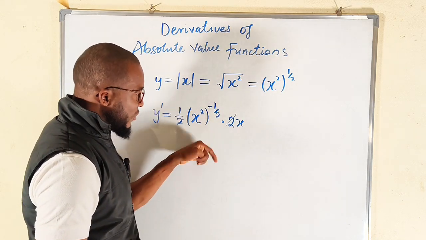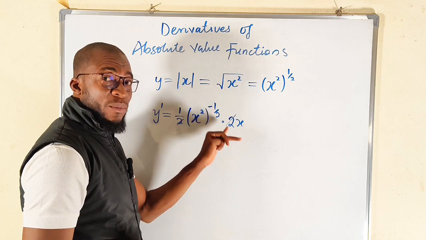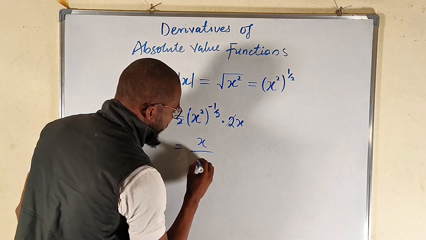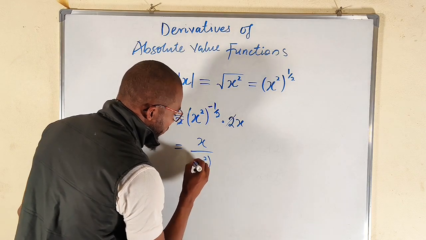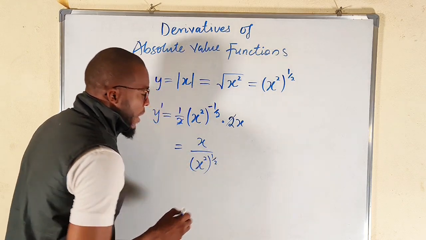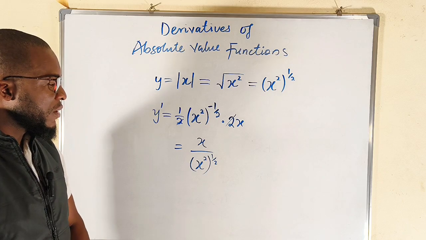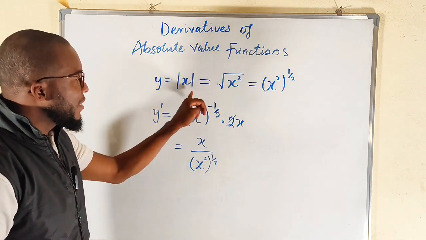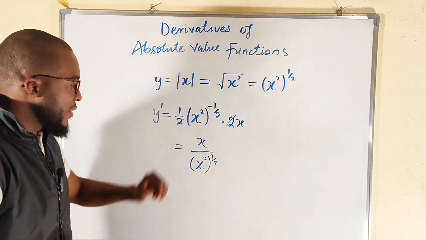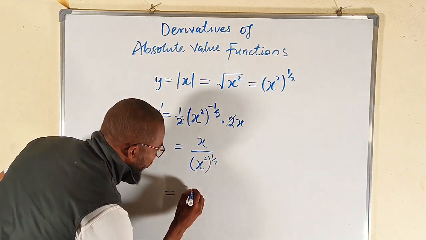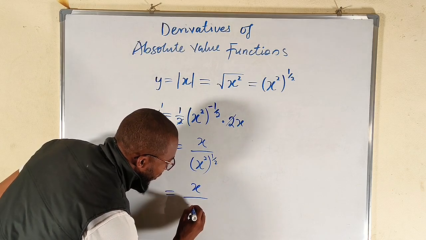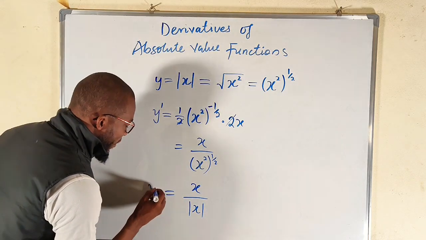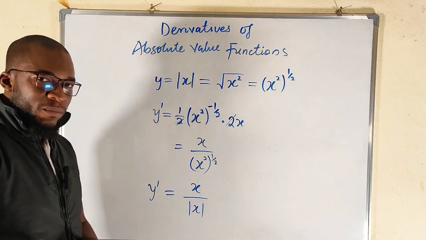But you can drop this down such that the exponent becomes positive. We end up having x divided by x squared raised to the power of 1 over 2. But what do you remember about x squared raised to the power of 1 over 2? It is exactly the same thing as the absolute value of x. And hence this is equal to x divided by the absolute value of x. And this is just the derivative of the absolute value of x.